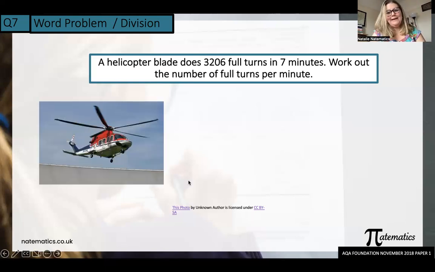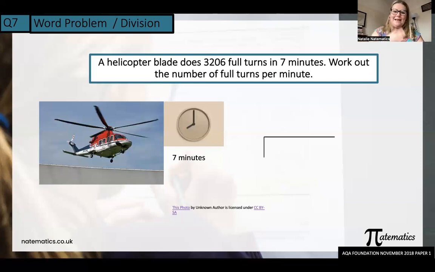What assumption are we making when we're dividing by 7? We're assuming that they do the same number of turns each minute. So it's almost like it does 3,206 in 7 minutes. We are assuming on average it does this number per minute, because it might be less in the first minute, might be more in the middle maybe, but it's a real life assumption that we're making. And I always like to encourage these thought processes around maths questions, because at the end of the day, pretty much everything has a real life context to it.